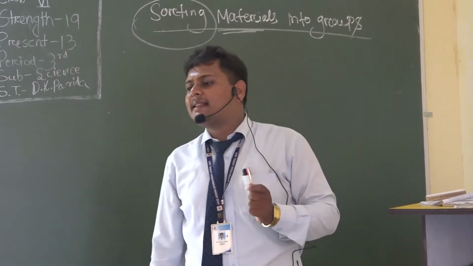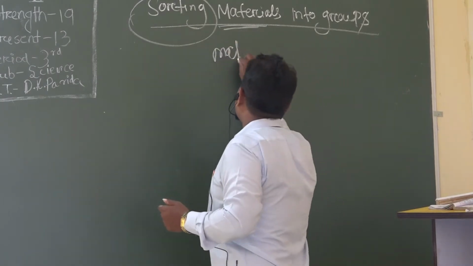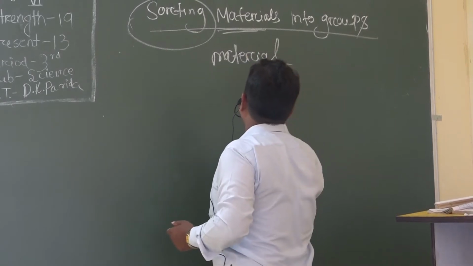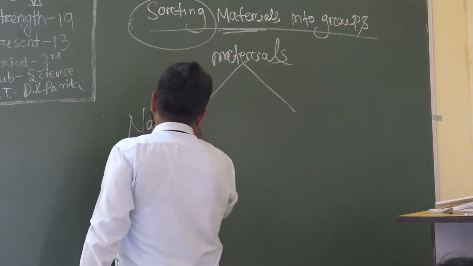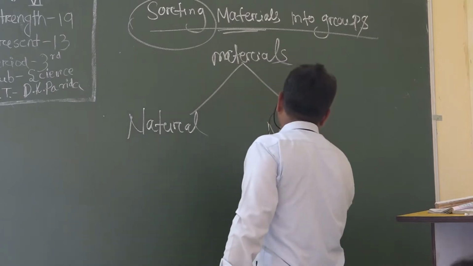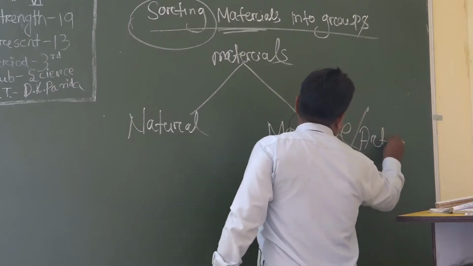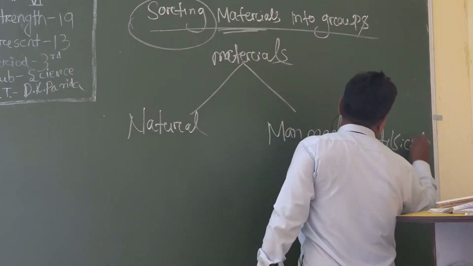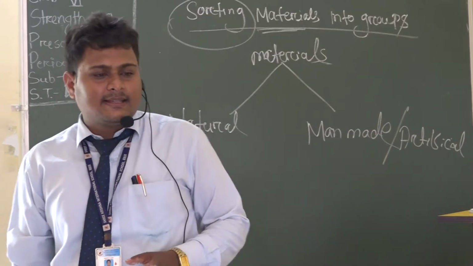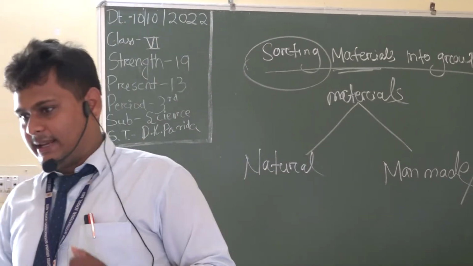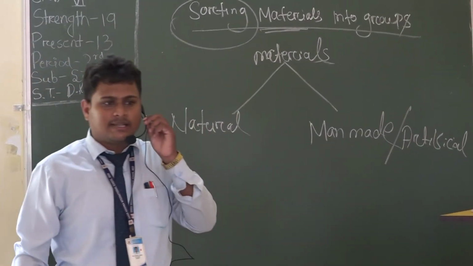So the materials are classified into two categories. Okay, what are they? First is the natural materials, and another is the man-made, or otherwise known as the artificial. Okay, so there are two types of materials. First is the natural materials, another is the artificial or man-made materials. Yes or no?